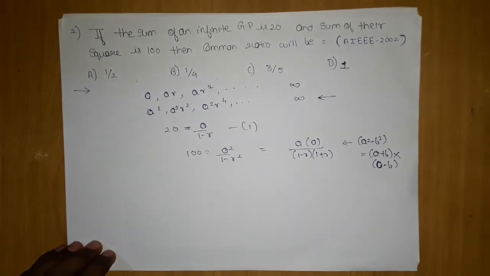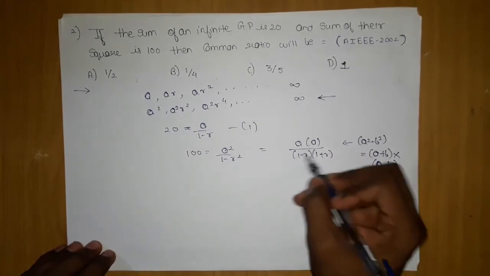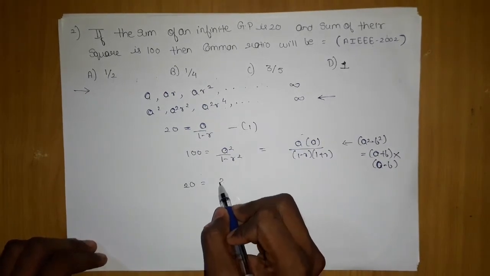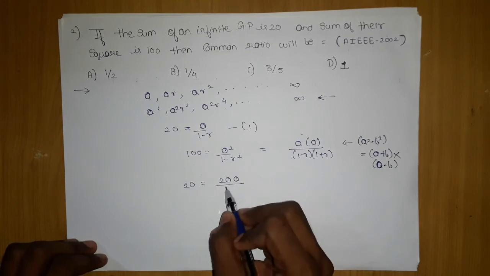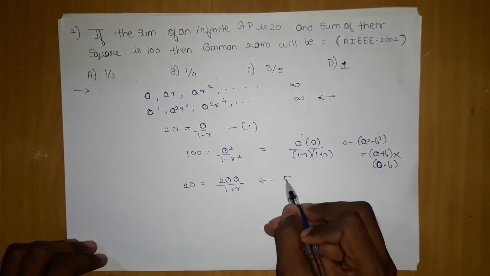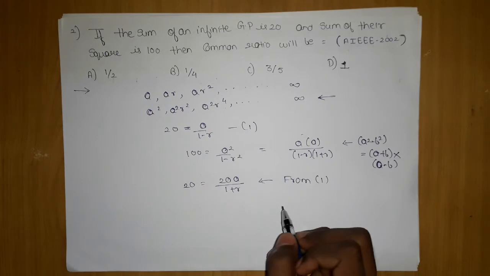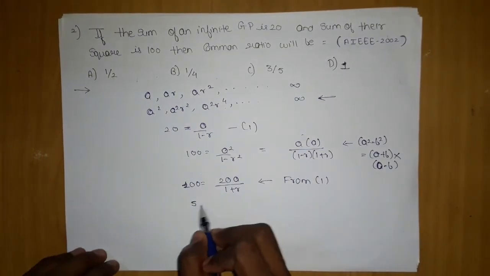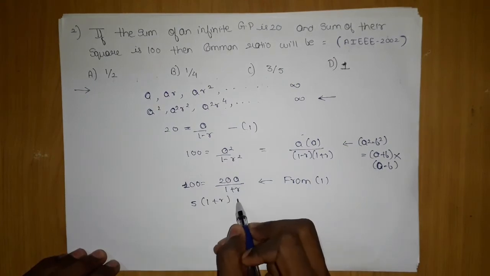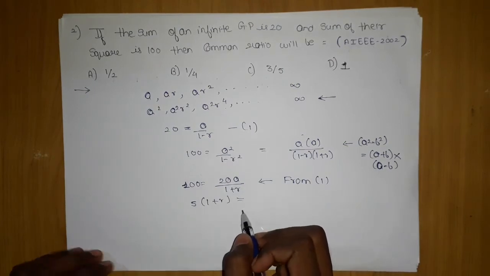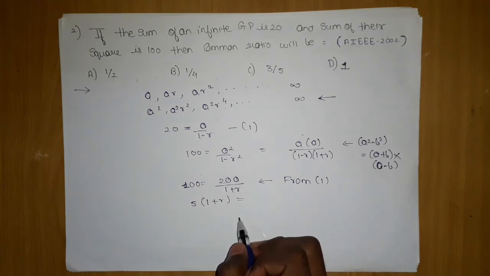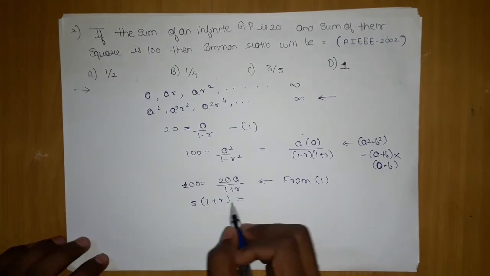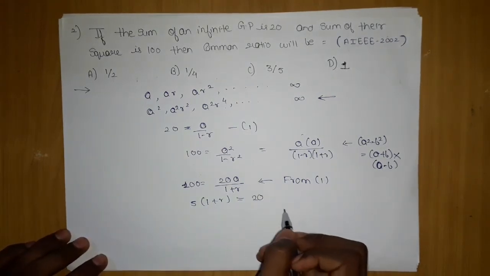Now you will observe that this value I already have, which is 20. So I will substitute this, which will be 20 into a upon 1 plus r, and here I will write from 1. Then I will solve it, which will give me, here it was 100. This will be 5 into 1 plus r. Sorry, this will cancel out.